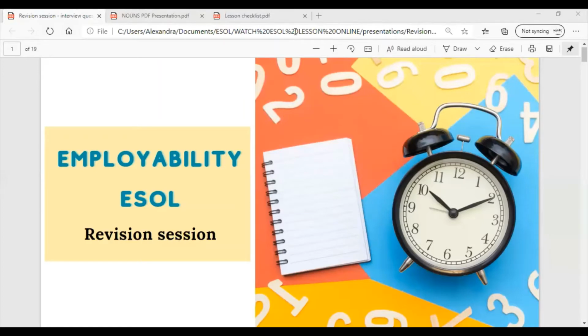Like I said before, welcome to Employability ESOL and our final session, which is a revision session just on all the topics we've already looked at over this 6-week course.